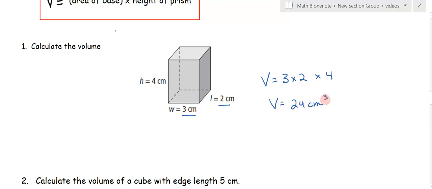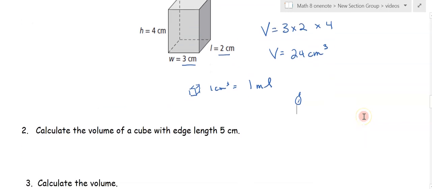A little note here, 1 cubic centimeter is equivalent to 1 milliliter. So you can always convert those. 1 milliliter is the same as 1 cubic centimeter. A milliliter is like an eyedropper of water. So if you take an eyedropper of water, that's 1 milliliter. So in this shape, 24 milliliters would fit inside.